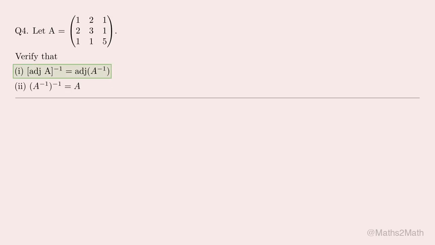Question 4. 2 identities about adjoints and inverses must be verified for this concrete matrix. Everything flows from the determinant, the adjoint, and 1 more round of cofactors taken on the adjoint itself.